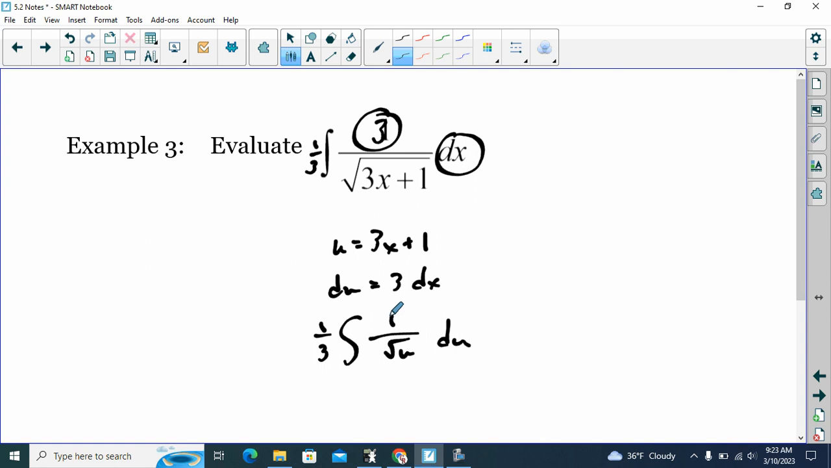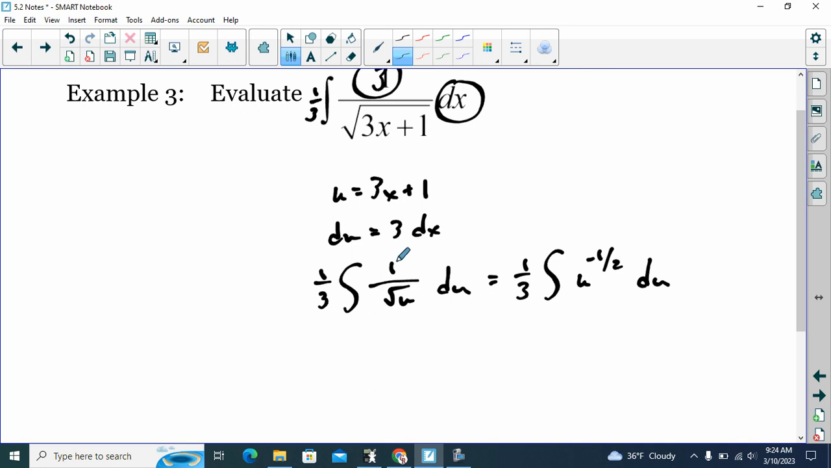I will see a lot of students see 1 over a variable, so they'll do this, which is incorrect. 1/3 bringing the 1/3 down, even with the absolute values, it's incorrect. The only rule we had here was 1 over x, or 1 over u, is natural log. 1 over square root of u does not have a natural log. We've actually done lots of problems like this before. We want to rewrite it as u to the negative 1/2. And now we can use the power rule.